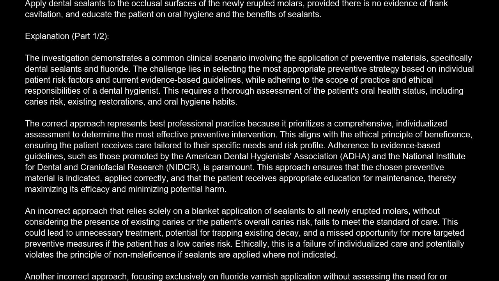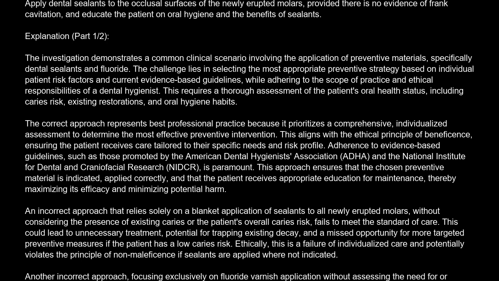The challenge lies in selecting the most appropriate preventive strategy based on individual patient risk factors and current evidence-based guidelines, while adhering to the scope of practice and ethical responsibilities of a dental hygienist. This requires a thorough assessment of the patient's oral health status, including caries risk, existing restorations, and oral hygiene habits.